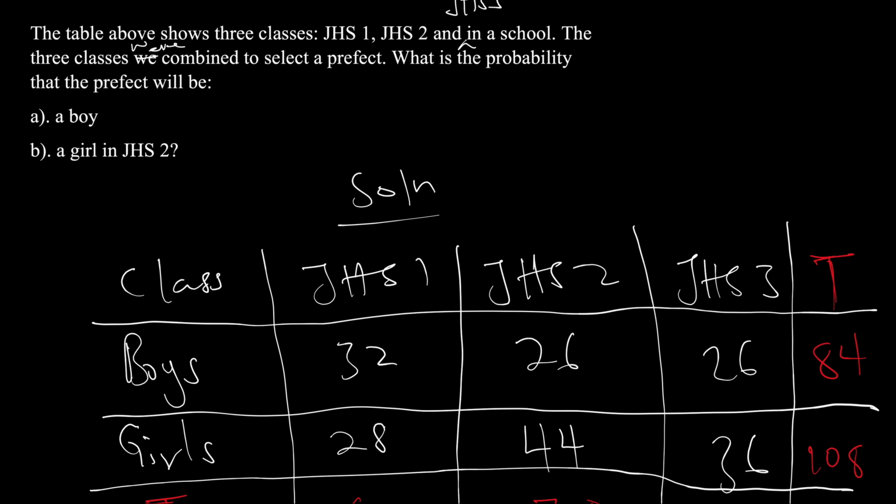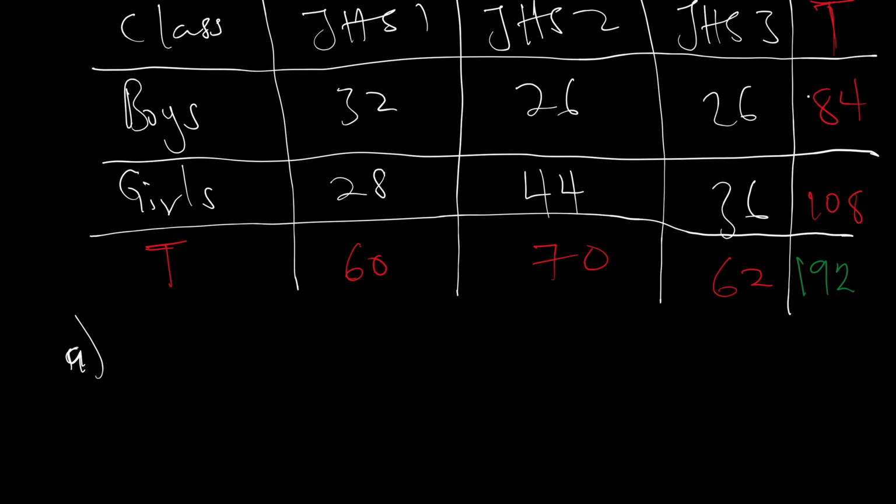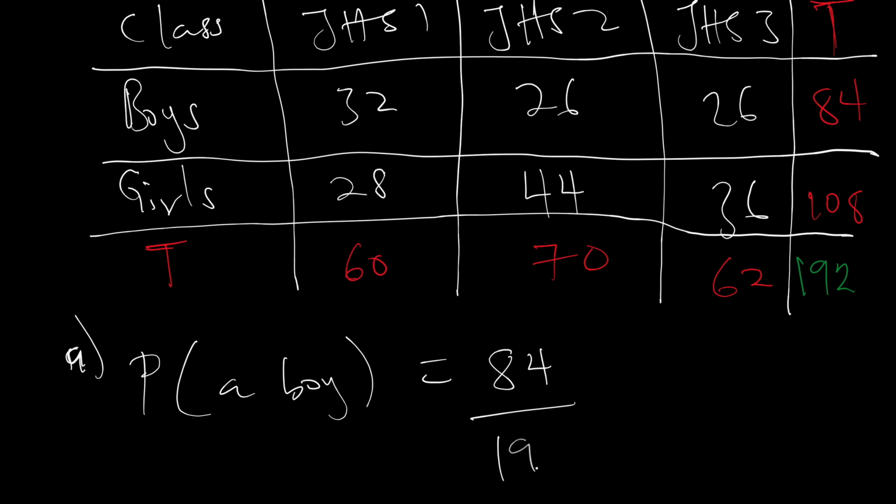I've been asked to find the probability that the prefect will be a boy. So the probability of selecting a boy will be equal to the total number of boys in the school, which is 84, over the total number of students in the school, which is 192. So this will be 84 over 192. Now this is the same as 7 over 16, or 0.438.